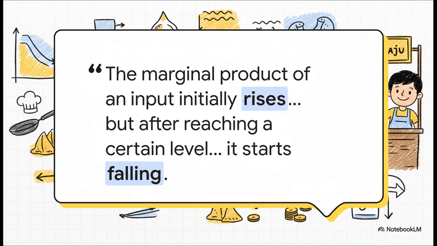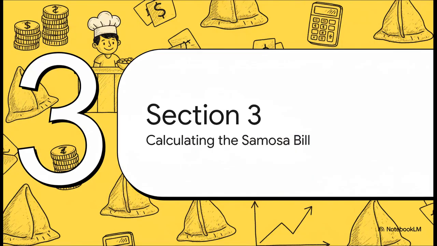After a certain point, adding more of one thing, like cooks, while keeping everything else fixed, like the stall size, leads to less and less extra output. Okay, the samosas are selling like hotcakes. But now Raju has to pay his bills, his kharcha. So let's switch gears and talk about costs.